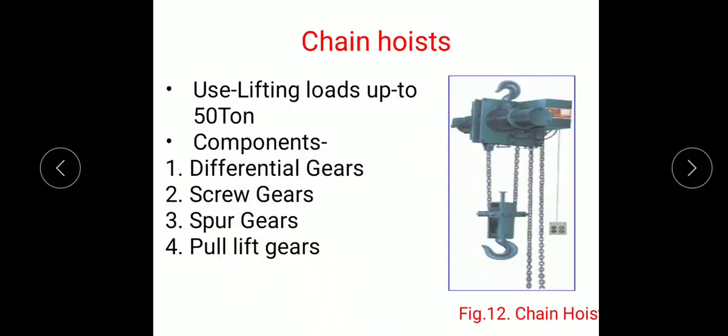The next type of hoisting equipment is the chain hoist. Chain hoists generally lift loads up to 50 ton, and basically consist of various components like differential gears, screw gears, spur gears, and pull lift gears. Figure 12 shows a chain hoist in which a load is attached to this hook, and by the application of these various gears a load is lifted.